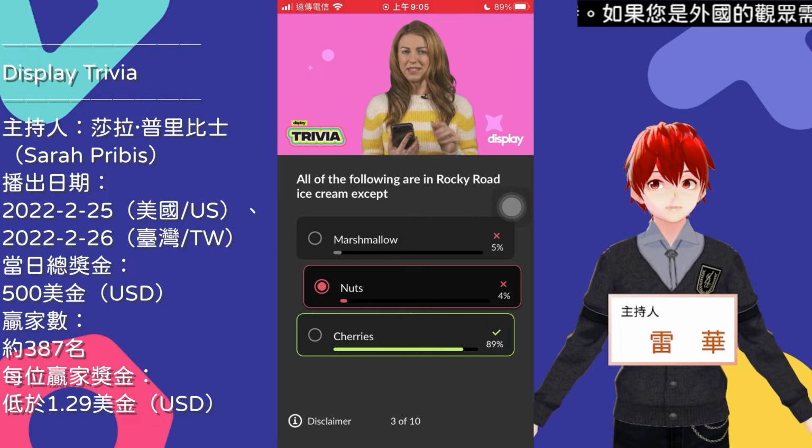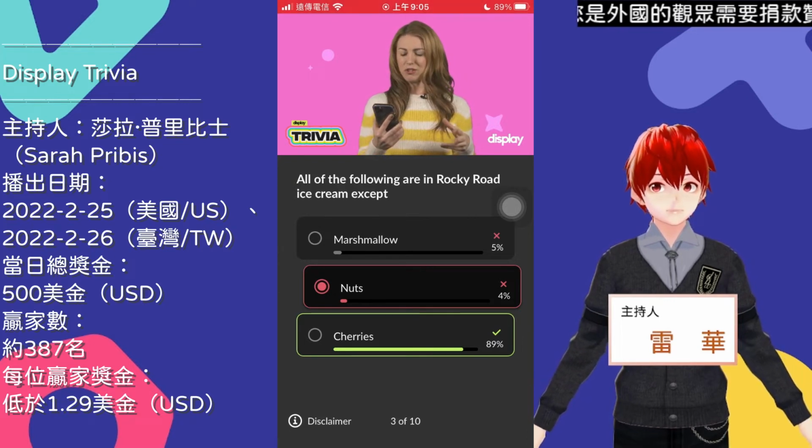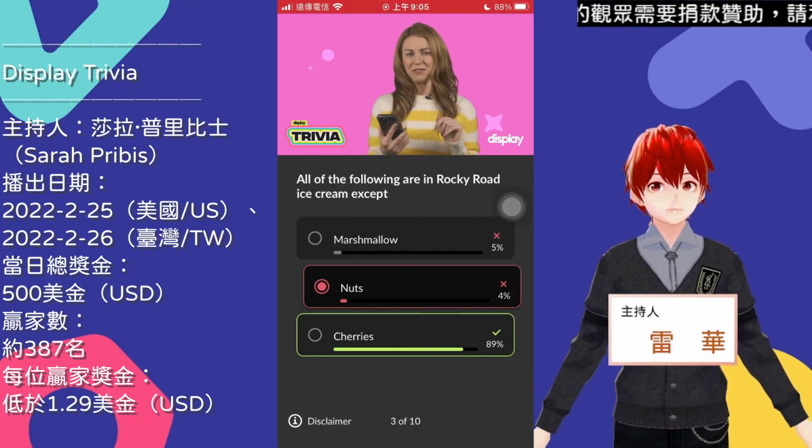Rocky Road is known for being a chocolate ice cream with nuts and marshmallow. No cherries. 89% of you got that.